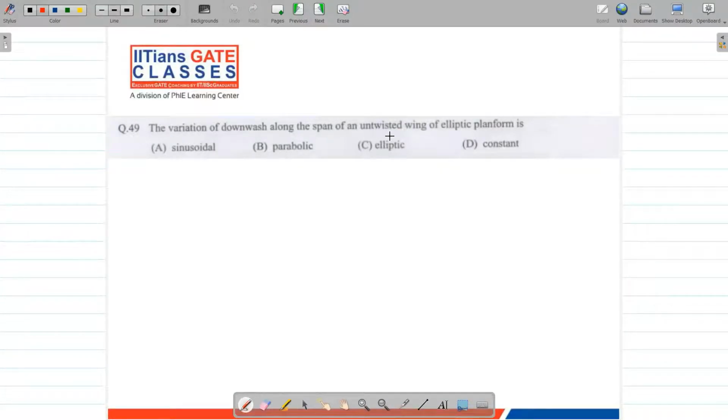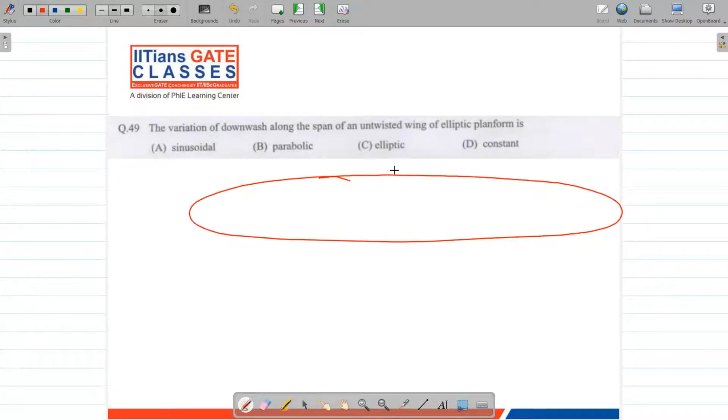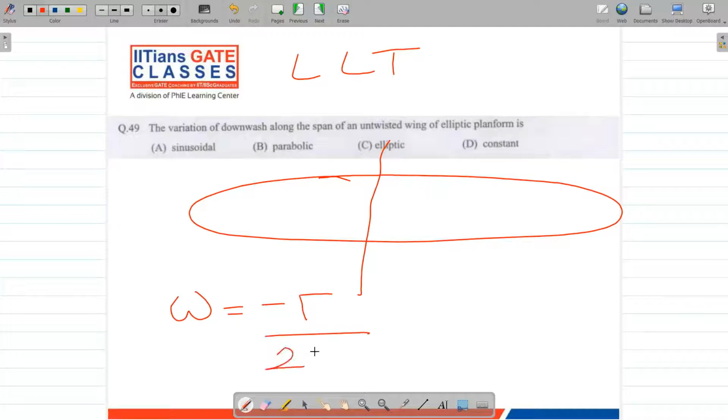The variation of downwash along the span of an untwisted wing of elliptical planform. So you have an elliptical planform wing, and from lifting line theory, we know that for the special case of an elliptical wing, the downwash is given by the expression Gamma_0 by 2b. So the downwash at every location on the span of the wing takes a value of Gamma_0 by 2b, which is a constant.